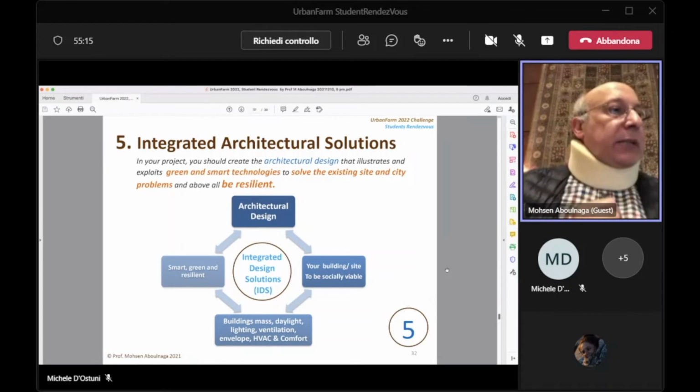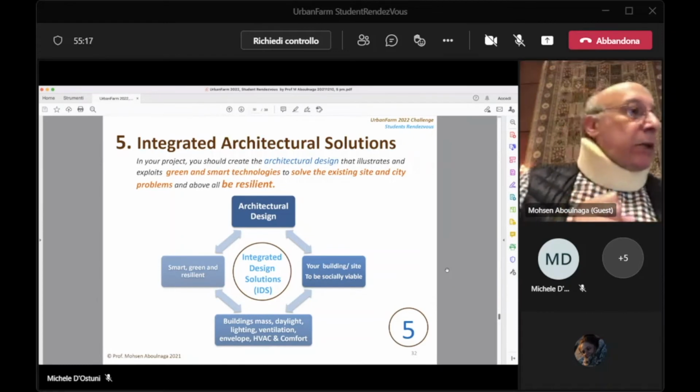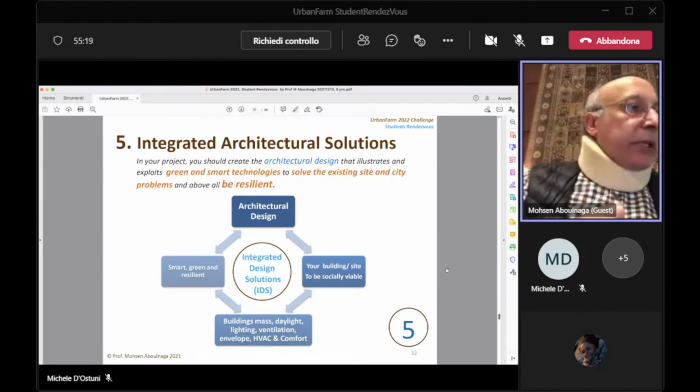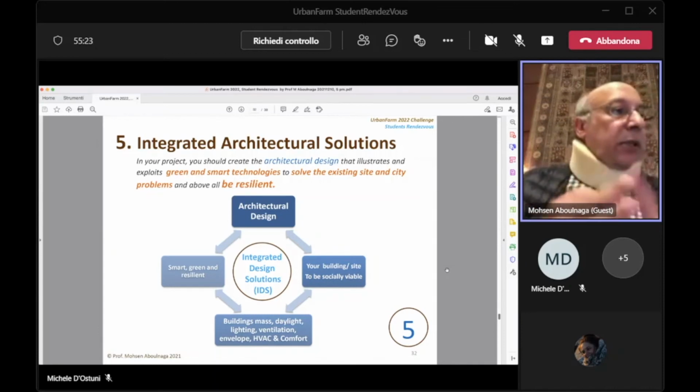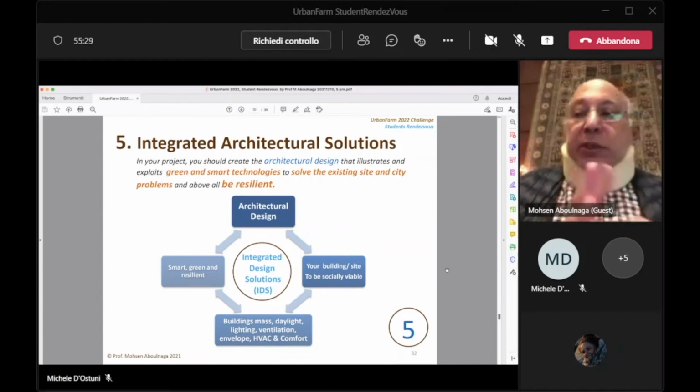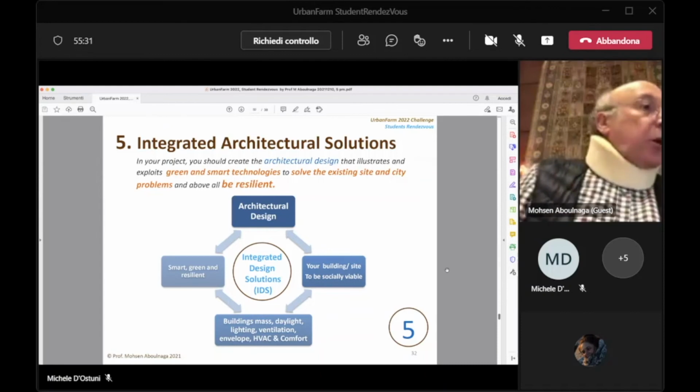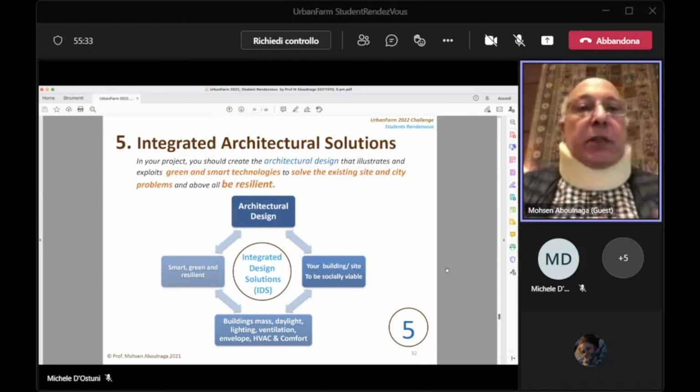Your building site to be socially viable. Building mass, that's for the integrated design solution: building mass, daylighting, lighting, ventilation, envelope design, HVAC, and thermal comfort. All this has to be addressed in your project. Also, smart and green resilience of your project.